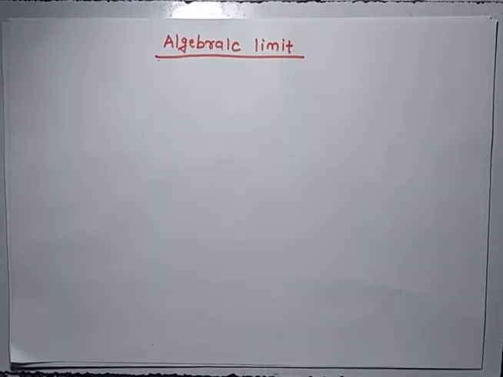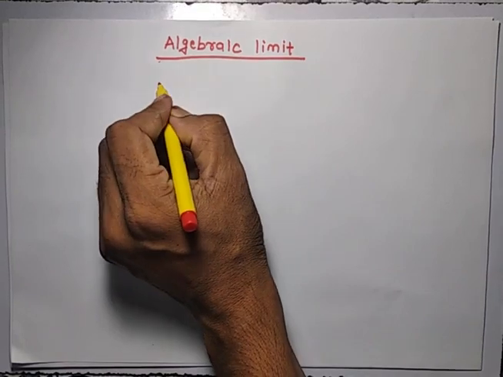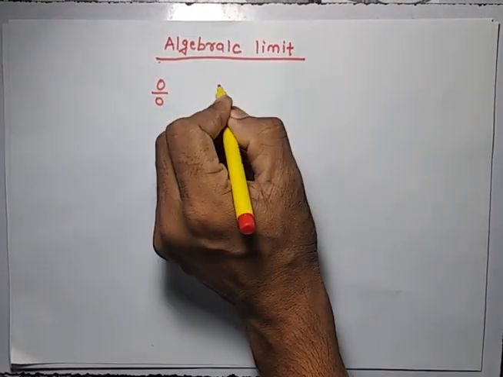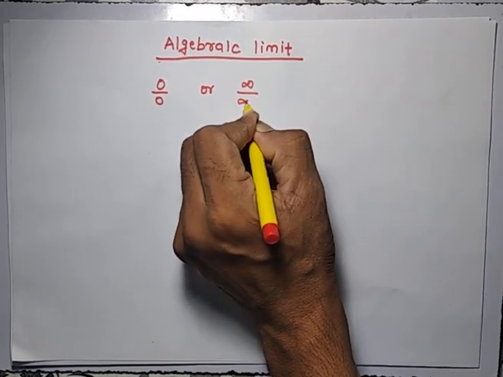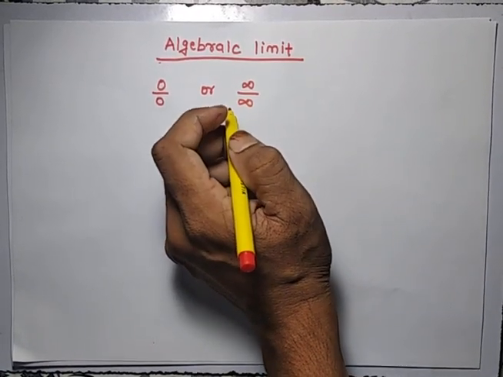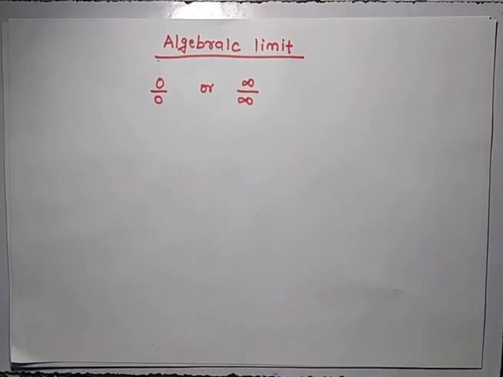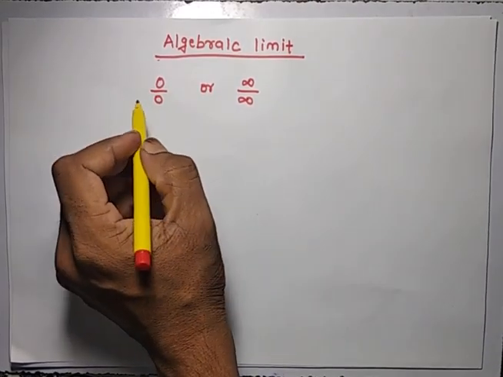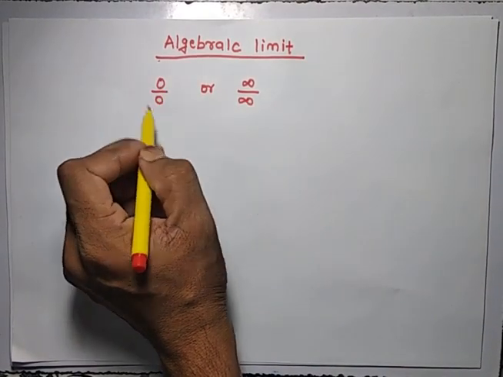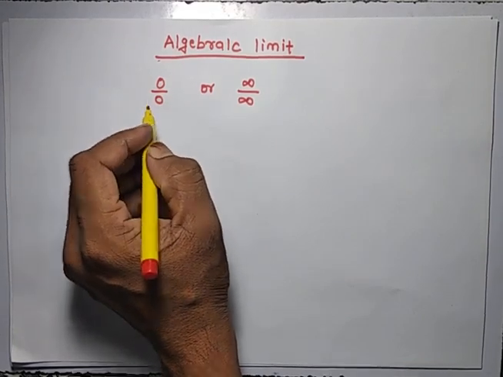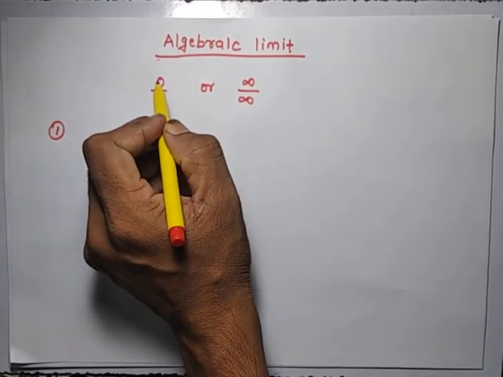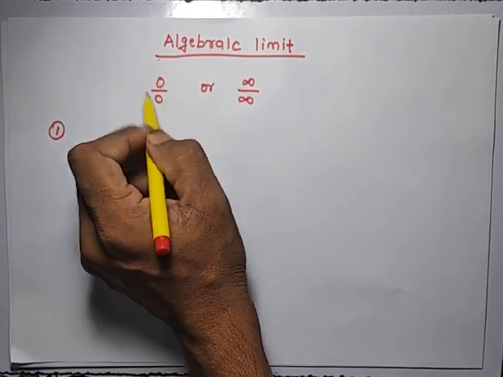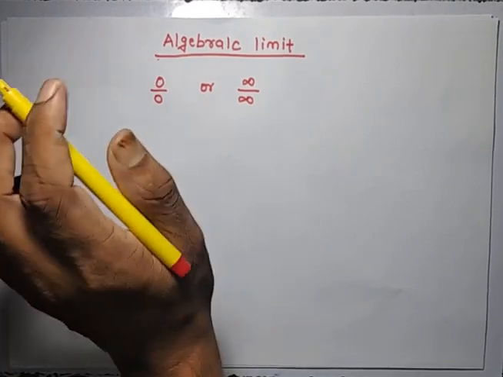Basically, two types of question can be asked from algebraic limit. One is 0 by 0 form, and the second one is infinity by infinity form. So first I am discussing 0 by 0 form. The first problem that can be asked from 0 by 0 type is the factor based problem.